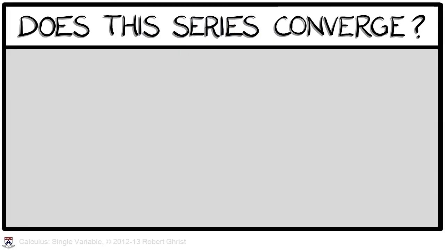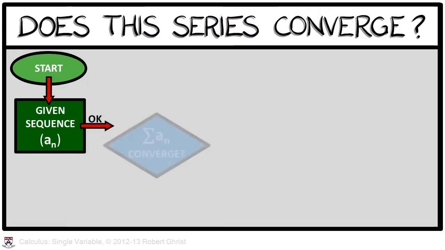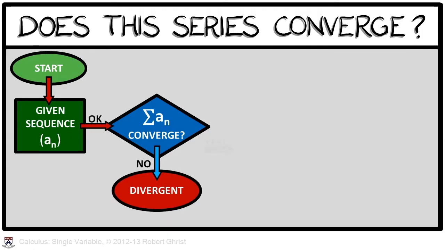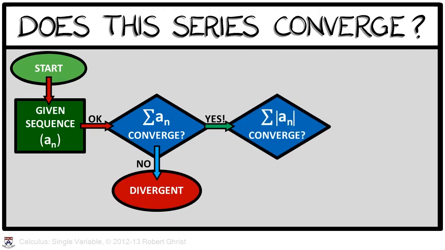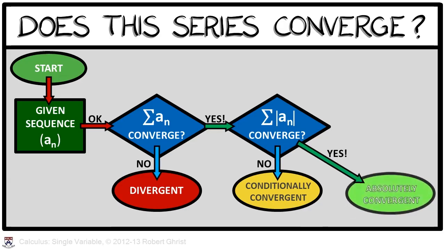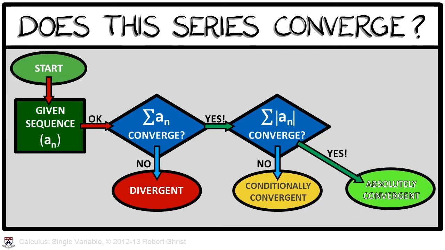With these definitions, there are exactly 3 possibilities for a series. If you're given the sequence, then the series, the sum of the a sub n's, might diverge. If it converges, one checks the convergence of the absolute values. If that does not converge, then you have a conditionally convergent series. Otherwise, you have an absolutely convergent series. These 3 are mutually exclusive. Every series is one of these 3 types and only one.